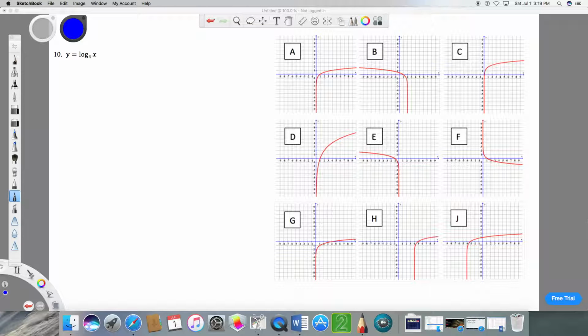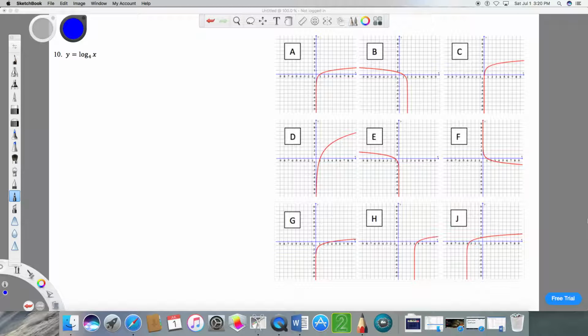Here I'd like to go through a list of functions, like problems 10 through, I think it was something like 22 or 24, where we're matching the equation to its graph. And we're going to use our function transformations on the graph of a parent function to do this. So this problem number 10, log base 4 of x, is going to be our parent function, and from it, we're going to figure out what the other equations are and match their graphs by transformations.